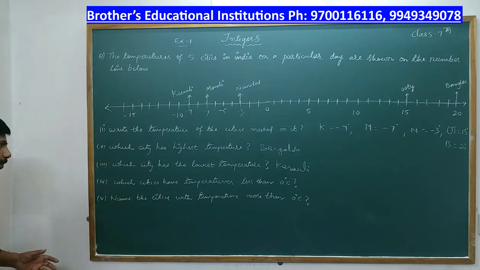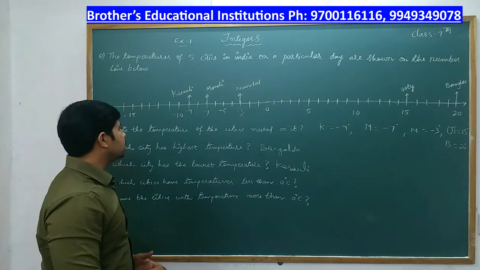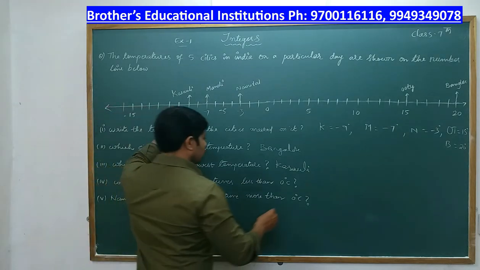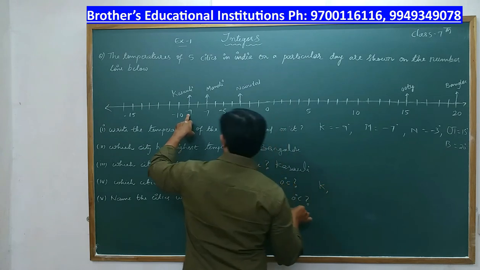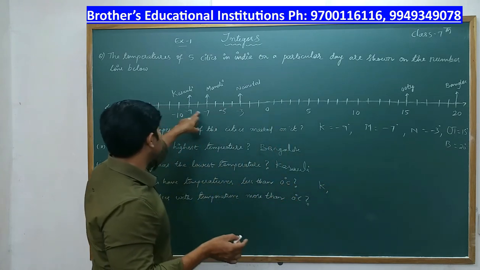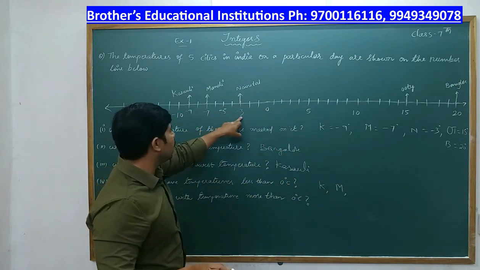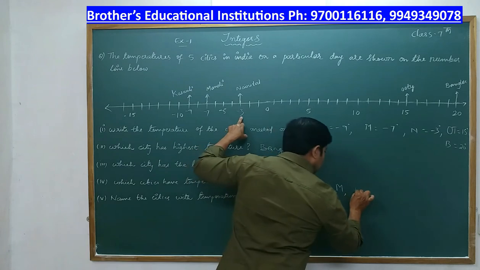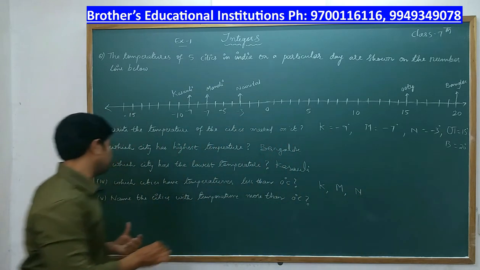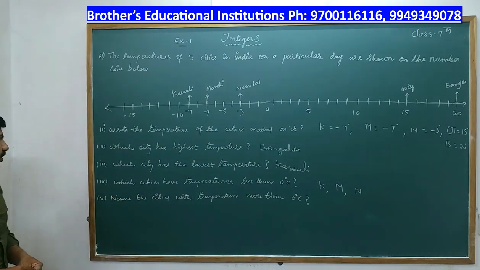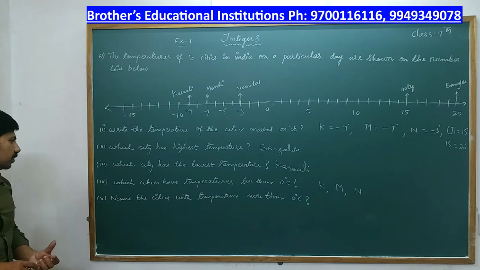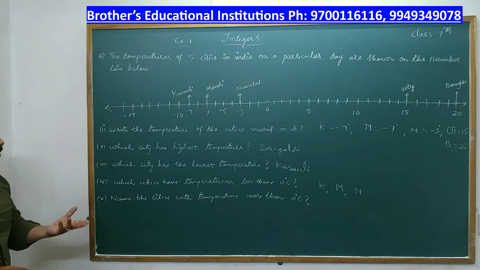Then which cities have temperatures less than 0 degrees Celsius? So less than 0 degrees Celsius, we have Kasauli, right? Then the negative side, Kasauli, Manali, then we have Nainital. These are the cities which have less than 0 degrees Celsius. Which cities have the temperature less than 0 degree Celsius? It is Kasauli, Manali and Nainital.